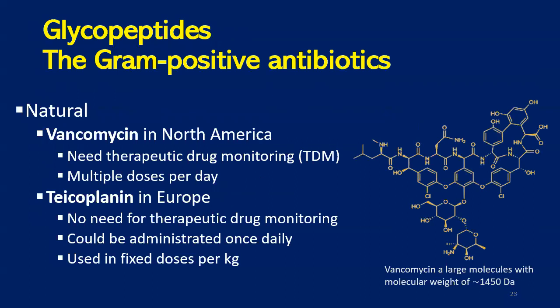Now the glycopeptides, which we call the anti-gram positive agents. Naturally, vancomycin gets extracted from Streptomyces. It's not from a fungus.